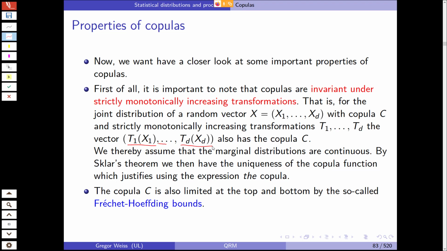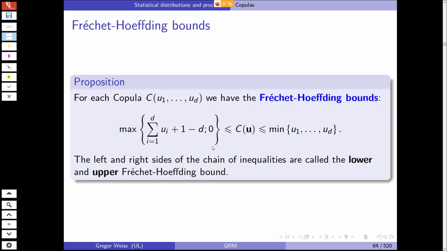Next, the copula C also has natural limits at the top and the bottom, and they are called the Fréchet-Höffding bounds. First, we have the following proposition. The copula C is bounded below by the maximum of the sum of ui plus 1 minus d, or 0, and is bounded above by the minimum of u1 up to ud. And these two sides, the left-hand side and the right-hand side, are called the lower and upper Fréchet-Höffding bound.